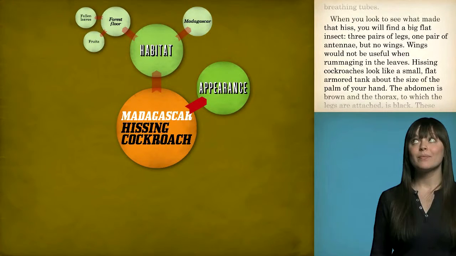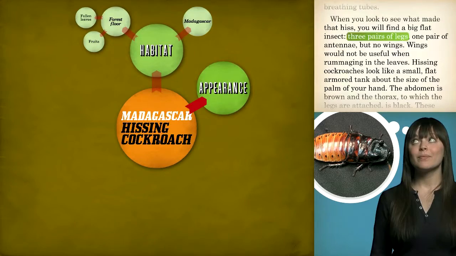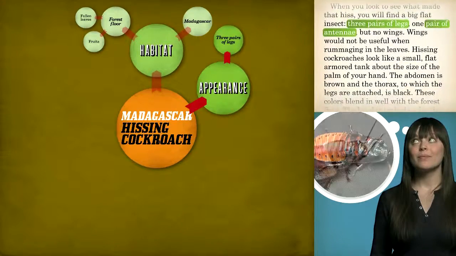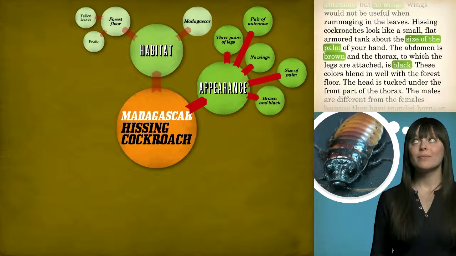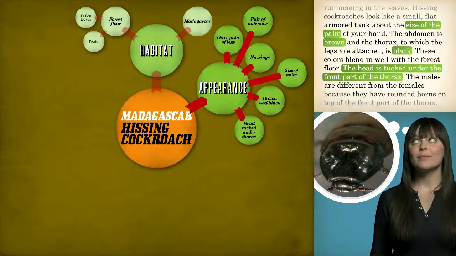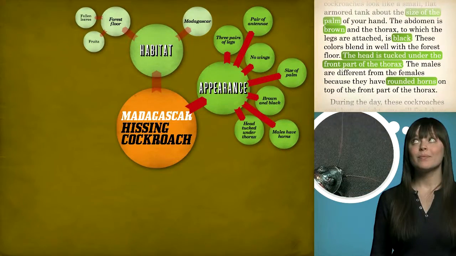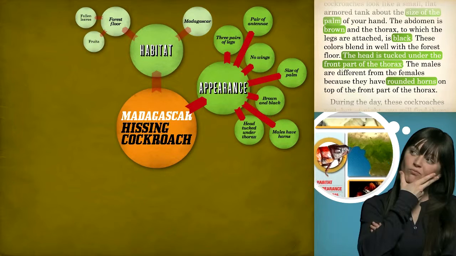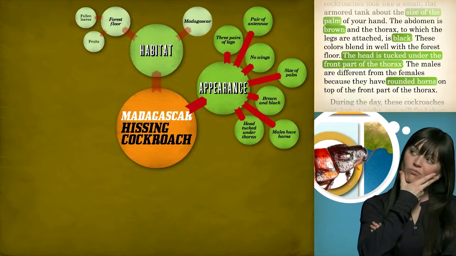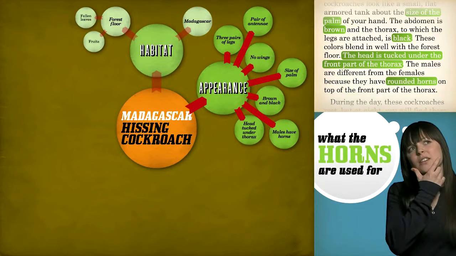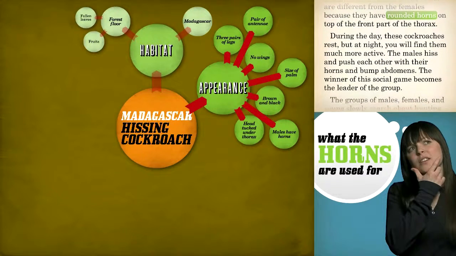Extending from this circle are the descriptive words that help me remember specific features. I include 3 pairs of legs, pair of antennae, no wings, size of palm, brown and black blends with the forest floor, head tucked under thorax, and males have horns. And I see that the photograph on the left side of the page supports the text. If I look closely, I can see horns on the cockroach's thorax. Oh, this must be a photograph of a male cockroach. I wonder what the horns are used for. Maybe this next paragraph will tell me.